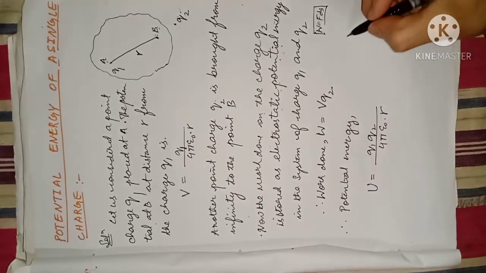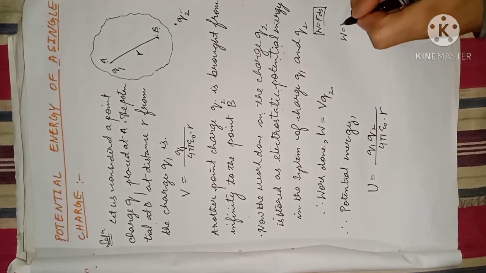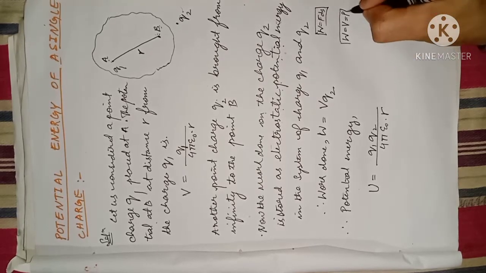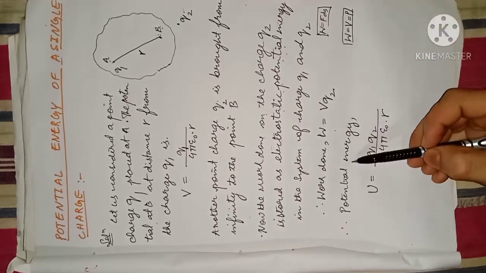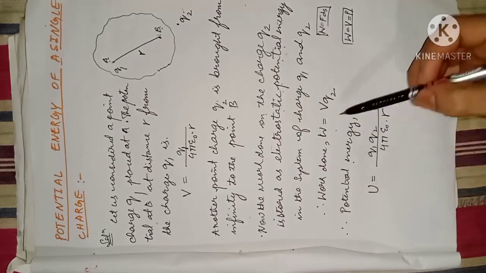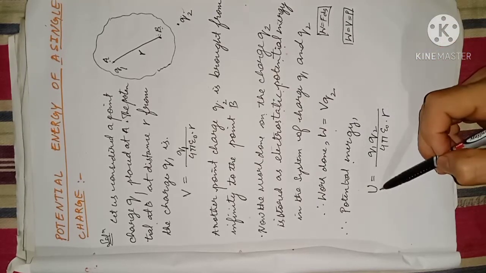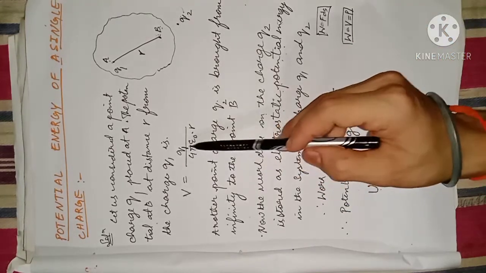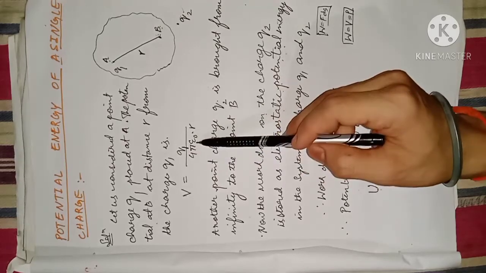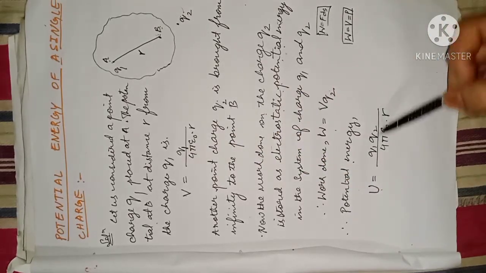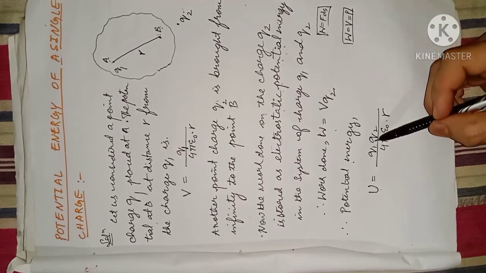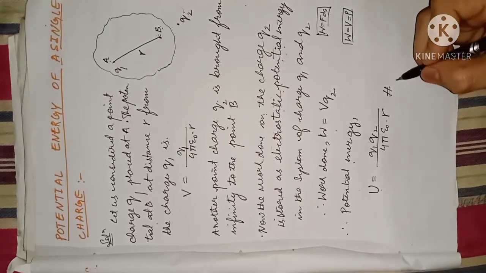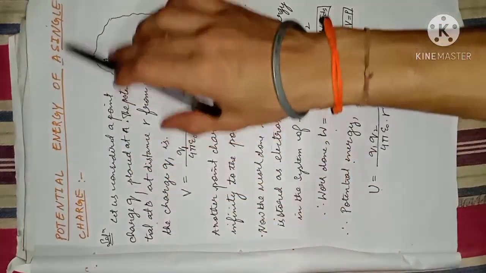Since work done is equal to potential energy, instead of W we can write U. So U is equal to Vq2. V we already know is q1 by 4 pi epsilon naught into r. By substituting the values here, and multiplying by q2, we get the result. Okay, thank you. This is the required proof of the potential energy of a single charge.